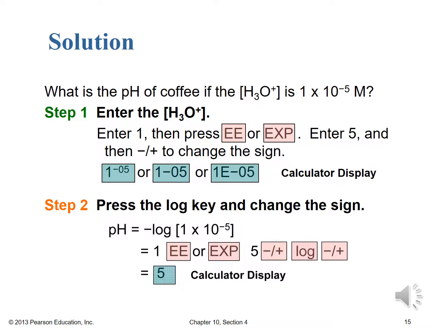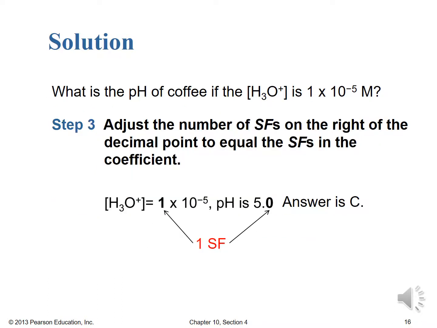All right, so the first step is to enter that H3O plus concentration. So you'd enter a 1, then hit your EE or EXP key, and then hit 5 and the plus minus sign to make it a negative value, so that it looks something like one of those options in your calculator. Step 2, press that log key and then the plus minus key to change that result. And then we're ready for our next step here. Okay, so in our final step, we'll adjust the number of sig figs on the right of the decimal to equal the sig figs in the coefficient. So we had 1 sig fig in our coefficient, which means we have 1 decimal place here. So our pH is 5.0. This will give us answer C.